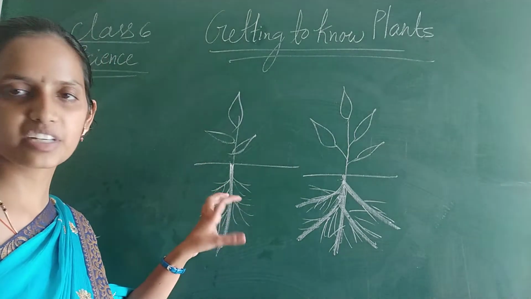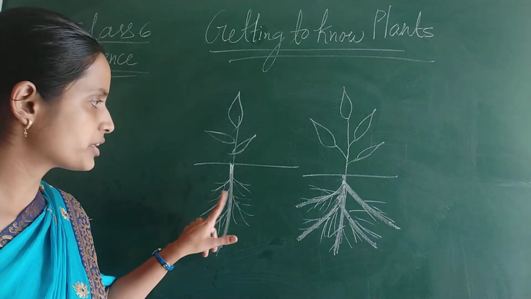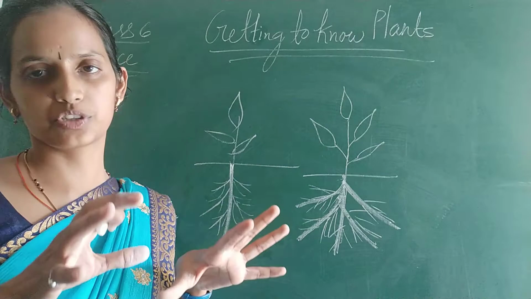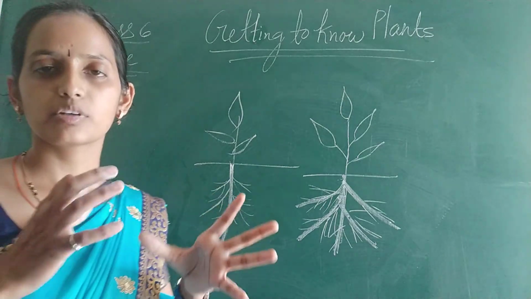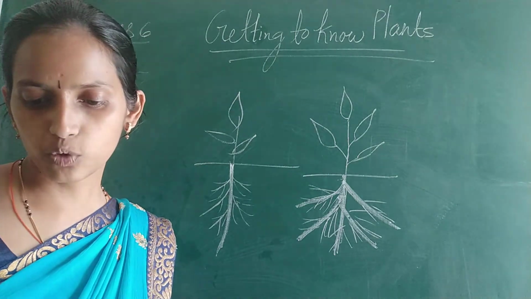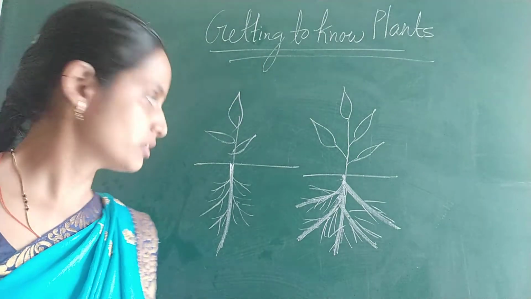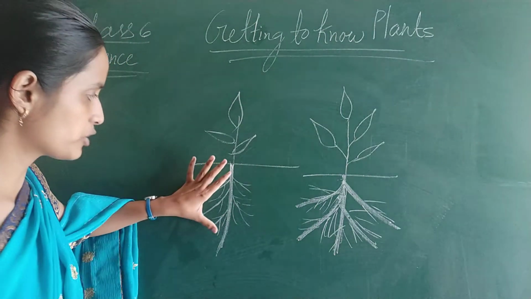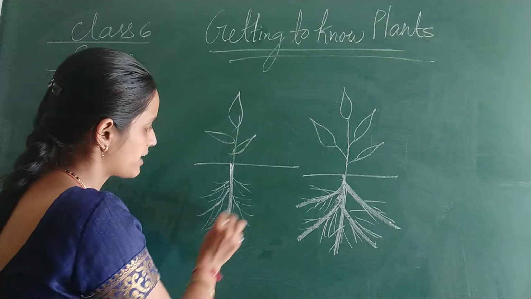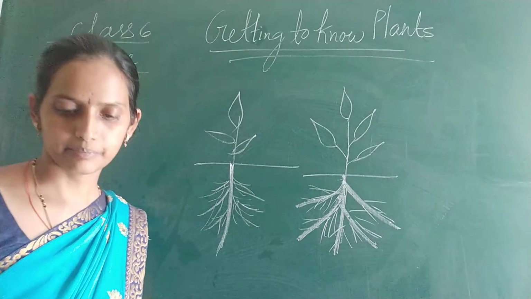Directly you can differentiate the main part of this root, and there is a root here, but in this you can see the network of roots, a bunch of roots. The main root is called the taproot, and the smaller roots are called lateral roots. So this is the main root, and these on the side are called lateral roots. Lateral means side by side.